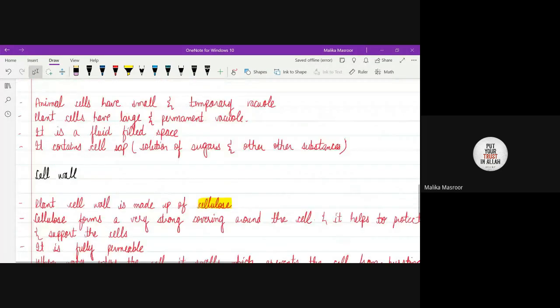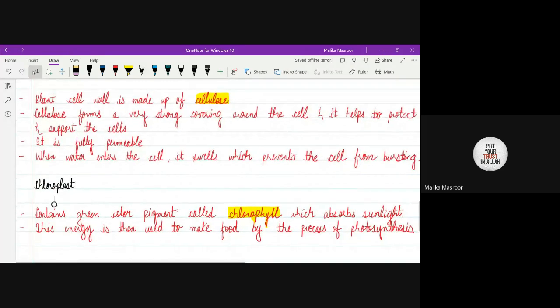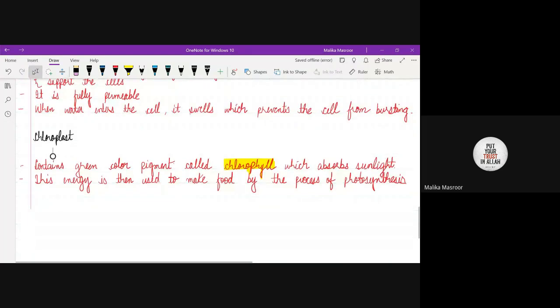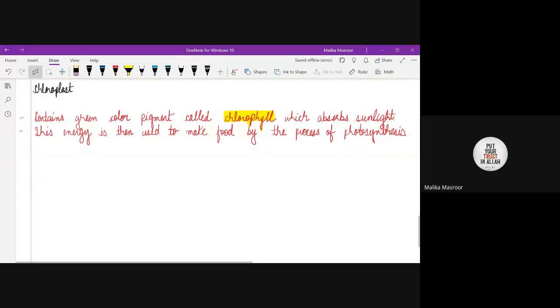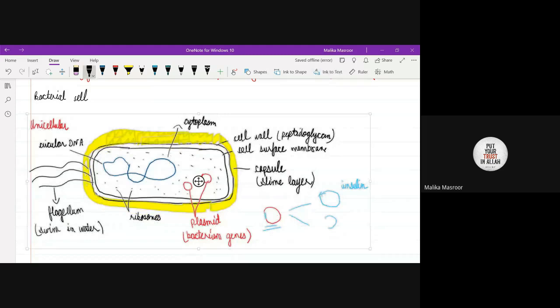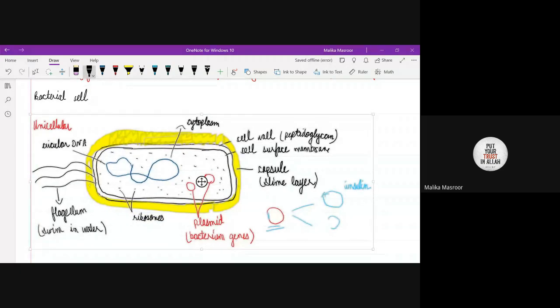Alright, bacterial cell. Yesterday we saw the structure of the bacterial cell. Let me paste a diagram again so that it's easier for you. A bacterial cell is a unicellular organism. Bacterial cell wall is made up of peptidoglycan, unlike your plant cell wall, which is made up of cellulose. Fungal cell wall is made up of chitin.